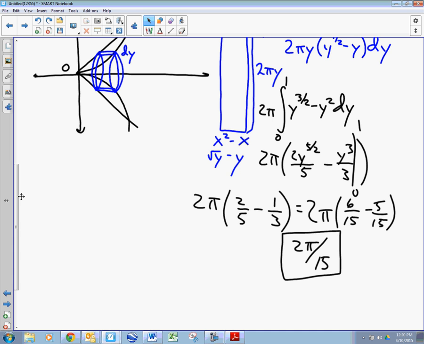You weren't really proving anything, you know, in order to be a proof. If it said prove that the volume of that was 2 pi over 15, then you would.